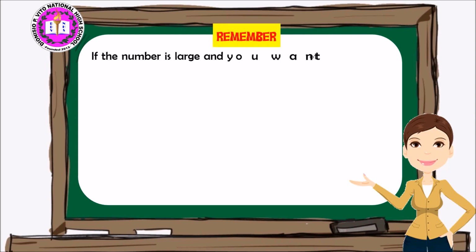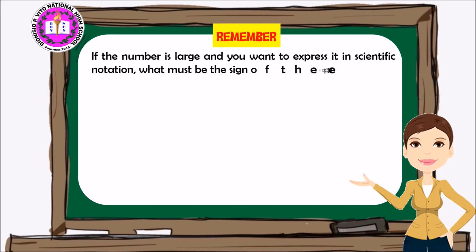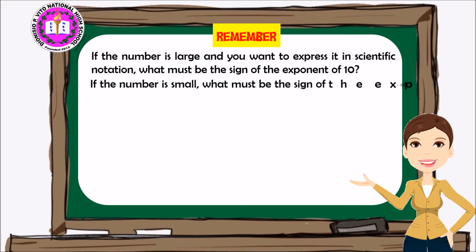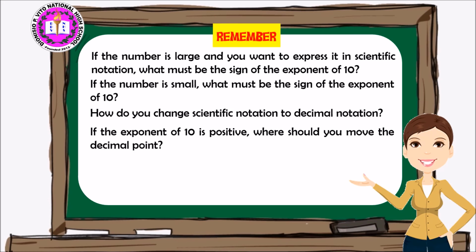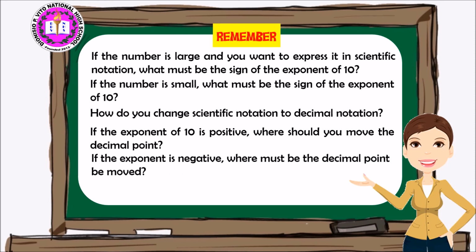Remember, if the number is large and you want to express it in scientific notation, what must be the sign of the exponent of 10? If the number is small, what must be the sign of the exponent of 10? How do you change scientific notation to decimal notation? If the exponent of 10 is positive, where should you move the decimal point? If the exponent is negative, where must the decimal point be moved?